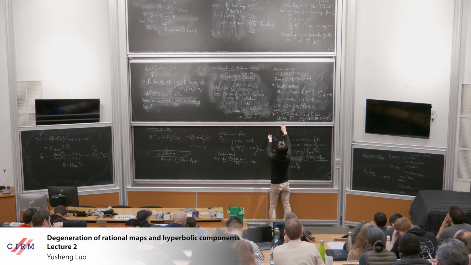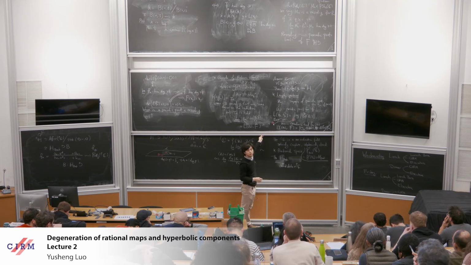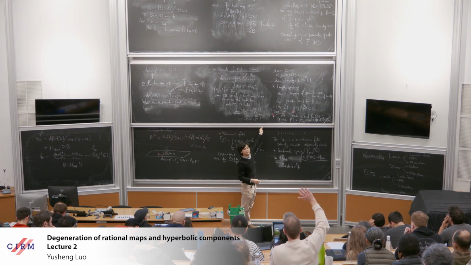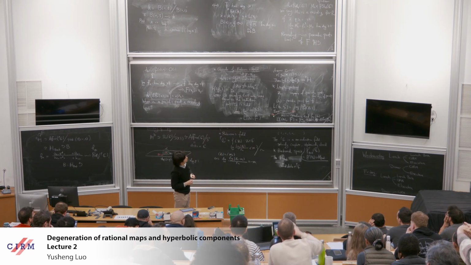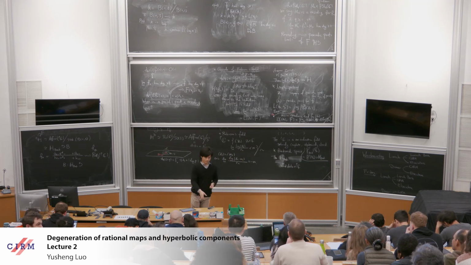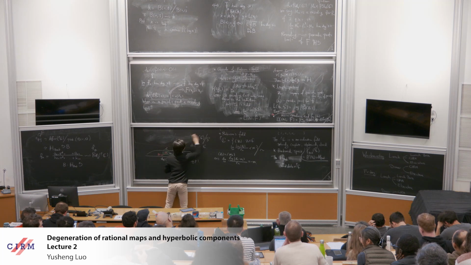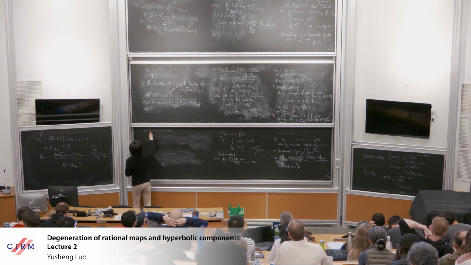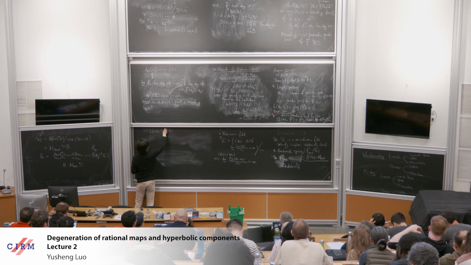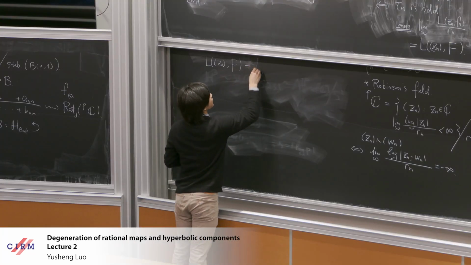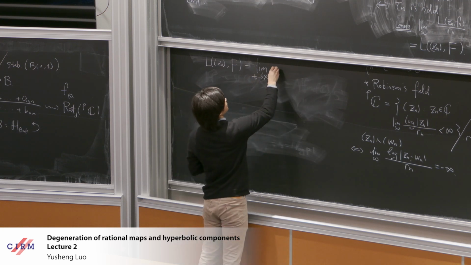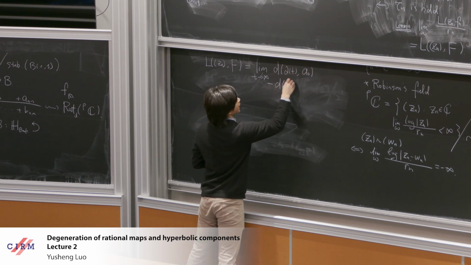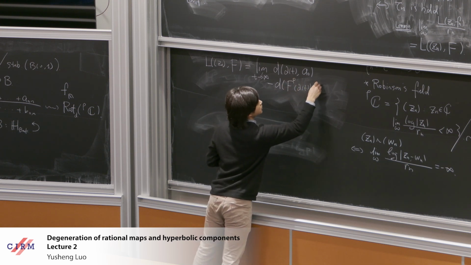I think it should be f of p. So L of an end of f is the limit as t goes to infinity of the distance between alpha t and a particular base point minus the distance between f to the pth of alpha t to the base point.